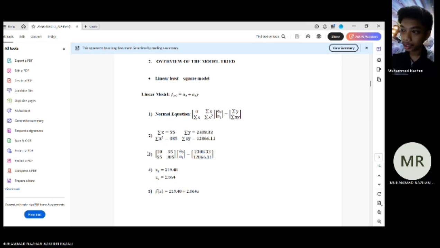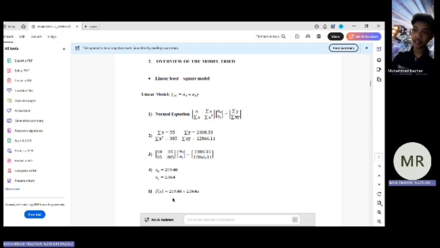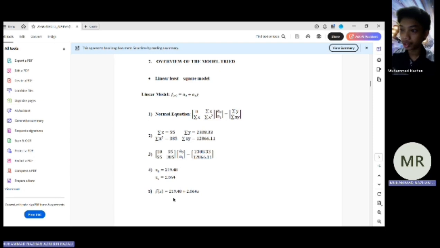Then we enter the sum of x, y, x squared, and sum of xy into the normal equation. And then we get a value of a0 equal to 219.48, and a1 equal to 2.064. We enter the numbers into the equation, which is f(x) = 219.48 + 2.064x.